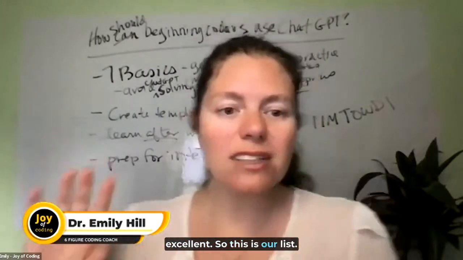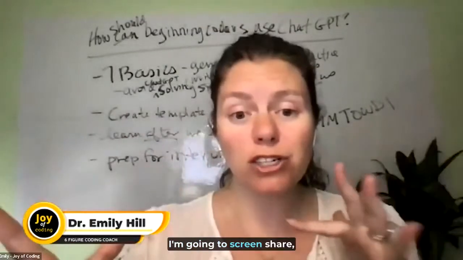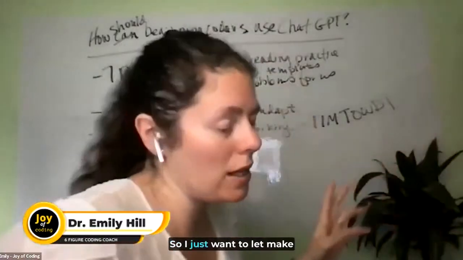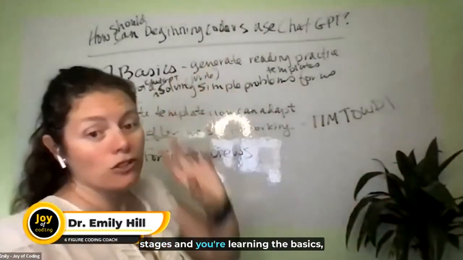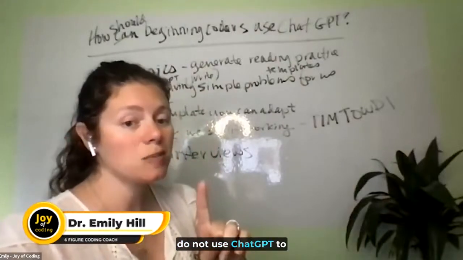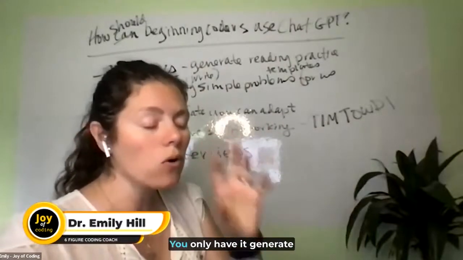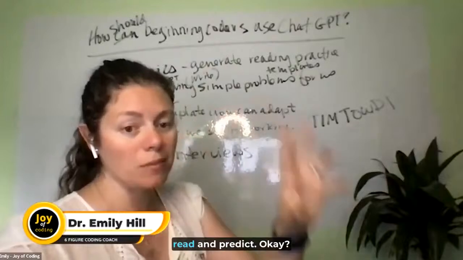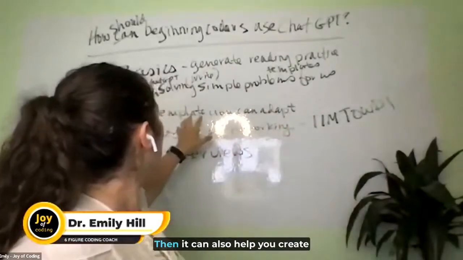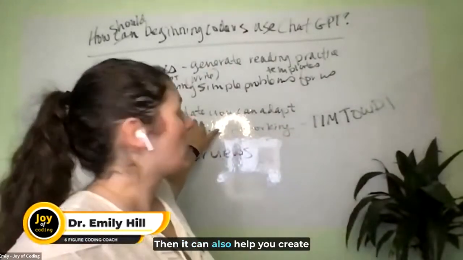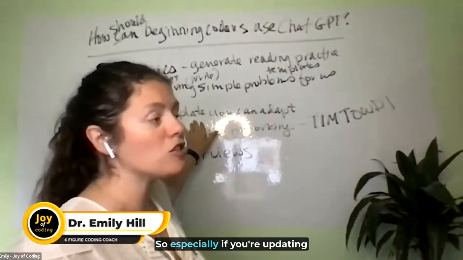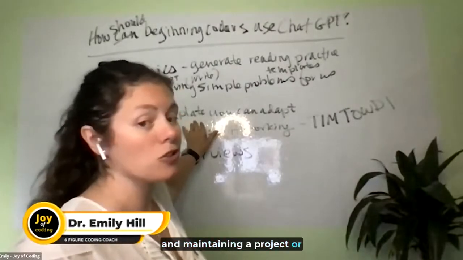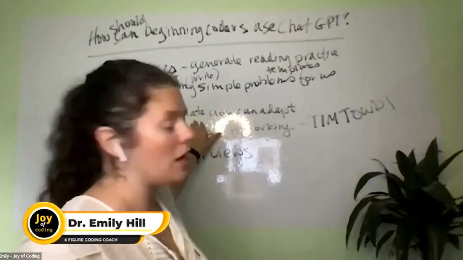Excellent. So this is our list. Let me just summarize, and then I'm going to screen share. So I'm going to get real small. I just want to make sure everybody sees this. When you're in the beginning stages and you're learning the basics, do not use ChatGPT to write your code for you. Only have it generate examples that you're going to read and predict. Then it can also help you create templates that you can adapt to put into a project, especially if you're updating and maintaining a project or creating a new one. Super powerful as you advance.